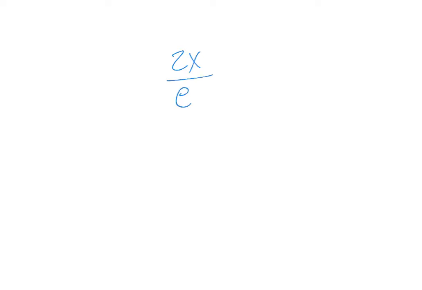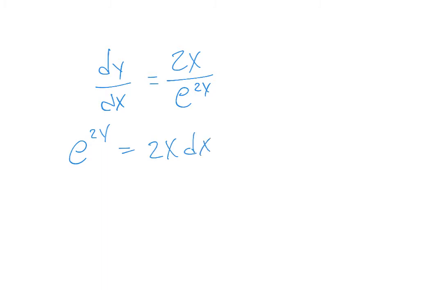X over e to the 2y is equal to dy dx. Okay, same thing, I'm going to combine like terms by separating. We end up getting e to the 2y dy is equal to 2x dx. I lost my dy, sorry. Then we integrate.